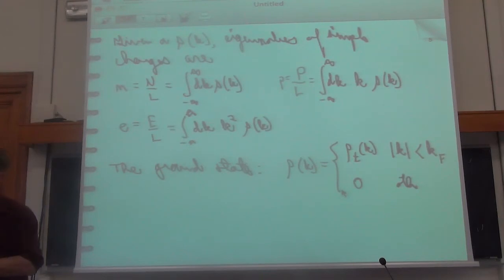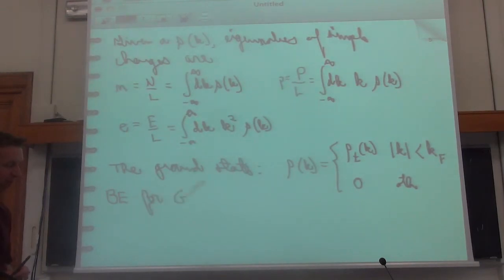Okay? And conversely, the rho hole is just going to be the contrary of this. Rho hole is going to be 0 up to kF. Then if k goes beyond these boundaries, kF, the rho hole will become rho total. Okay?